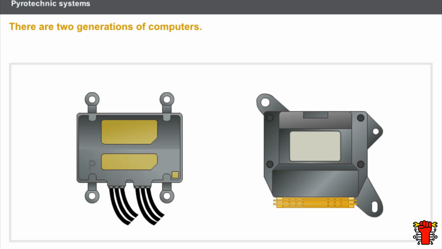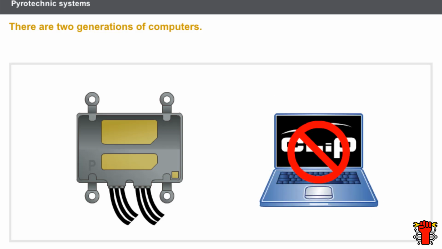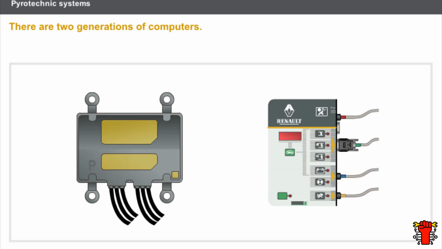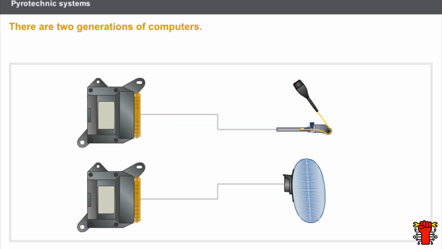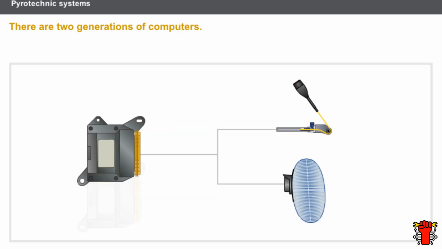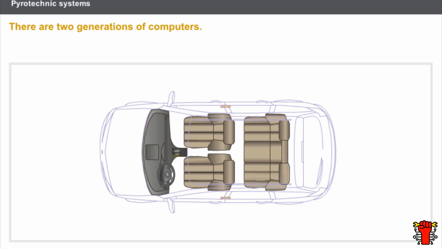There are two generations of computers. The first generation computers do not have the diagnostic function and cannot be checked using clip. The XR-bag test kit is required to diagnose the first generation type systems. The second generation computers have the diagnostic function and can be checked using clip. The computers are able to manage the airbags and seatbelt pretensioners separately or in conjunction with each other. The computers control the lateral airbags using special impact sensors.